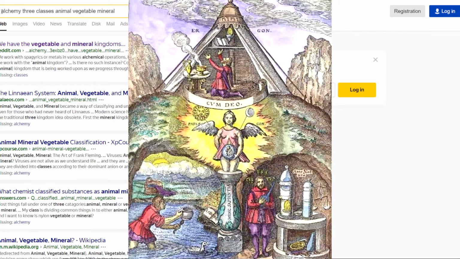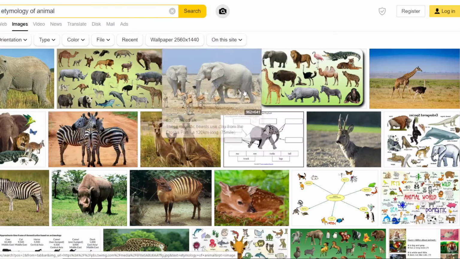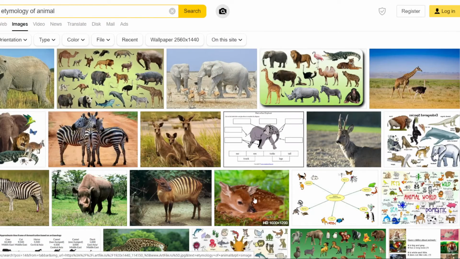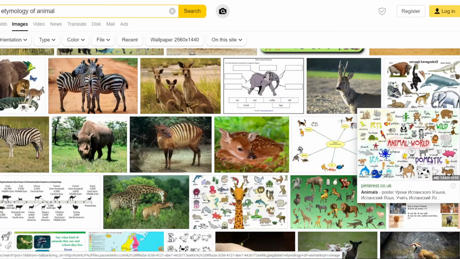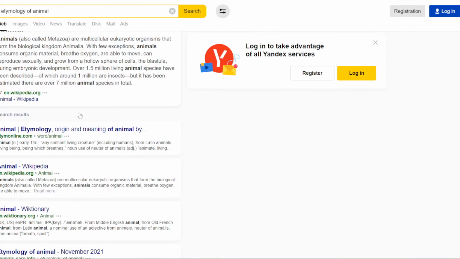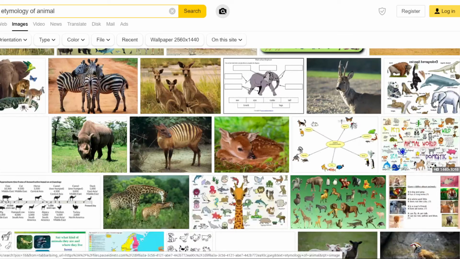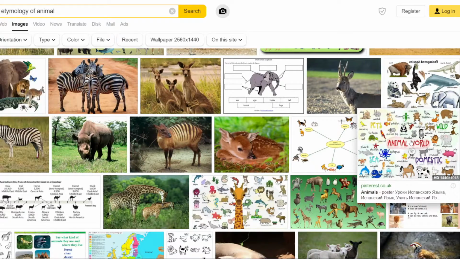Right, so in alchemy we have three different types of classes: animal, vegetable, and mineral. So look at these animals. Oh, isn't that cute? The definition of animals is essentially any living animated creature, any sentient living creature. So for this example, it's going to include bugs and fishes and birds.